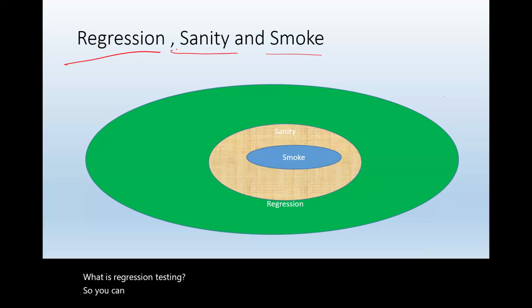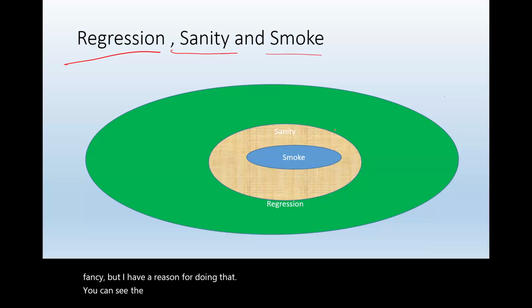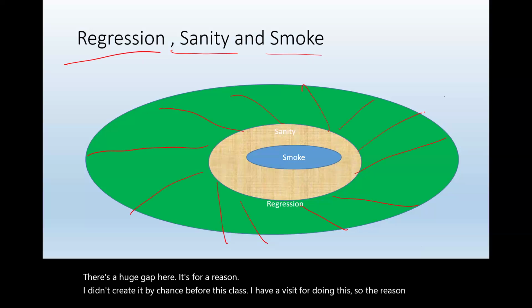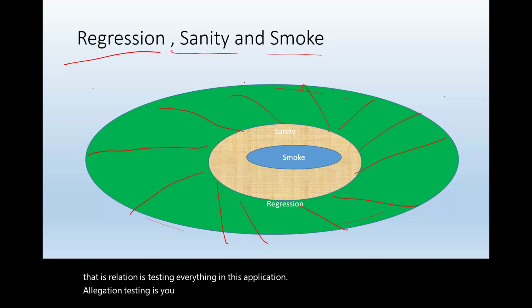So you can see from the diagram below that I did not make this just for fancy, but I have a reason for doing that. You can see the regression box is very big, very large. There's a huge gap here. It's for a reason. I didn't create it by chance before this class. The reason behind that is regression testing is testing everything in this application.